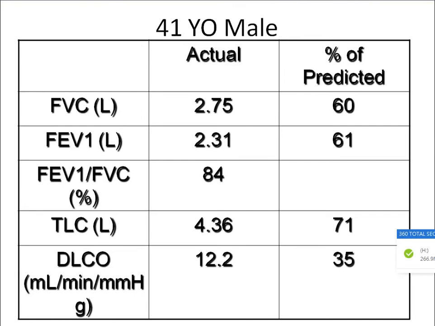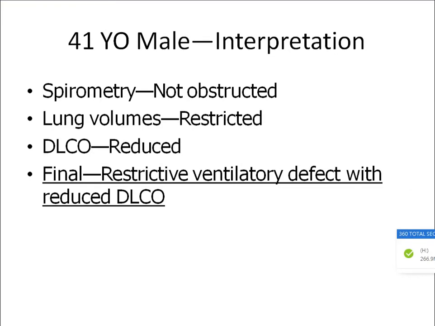Afterwards, you see the total lung capacity. How many liters? 4.36 liters. It is decreased. So definitely there will be some restriction in the lungs. Again, you see DLCO. DLCO percentage predicted, how much? 35%. It is decreased again. So this is a restrictive ventilatory defect with reduced DLCO.